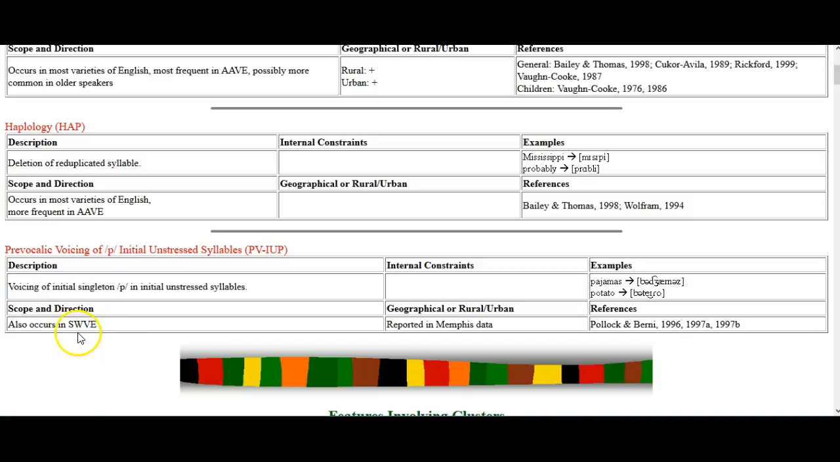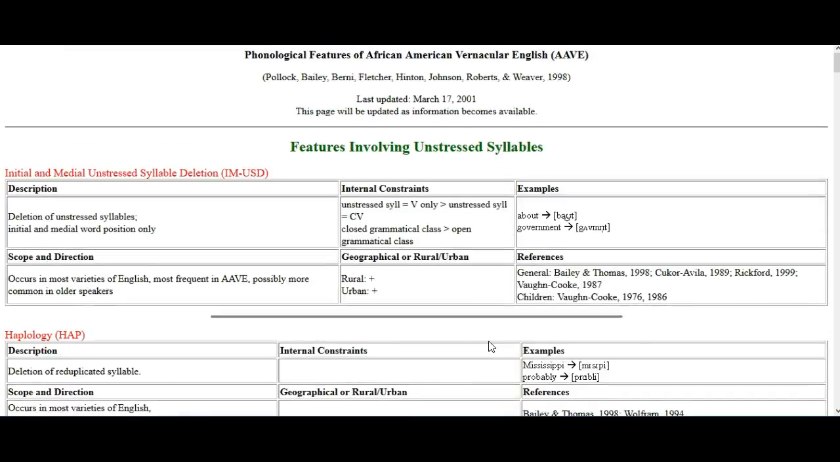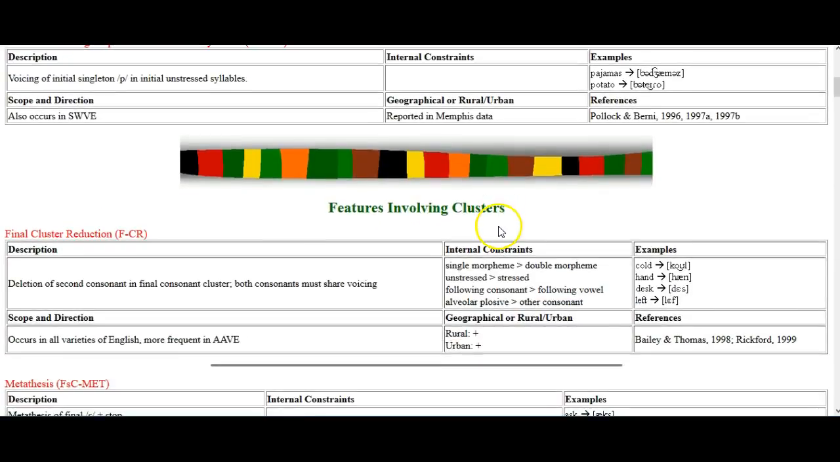It occurs in Southern white vernacular English, as well as African American vernacular English. This information comes from Memphis data. Now, this was the first category of the phonological features of African American vernacular English: features involving unstressed syllables. But this site goes on to talk about features involving clusters. And clusters are when you have two or more consonants together.